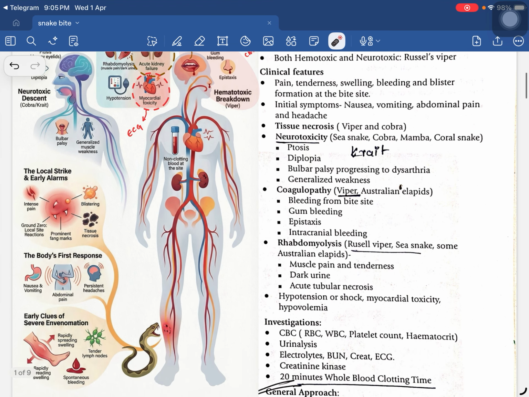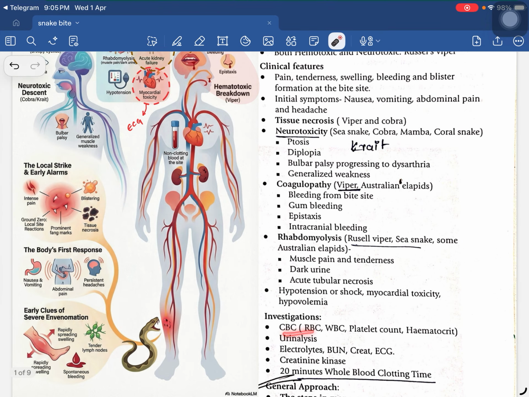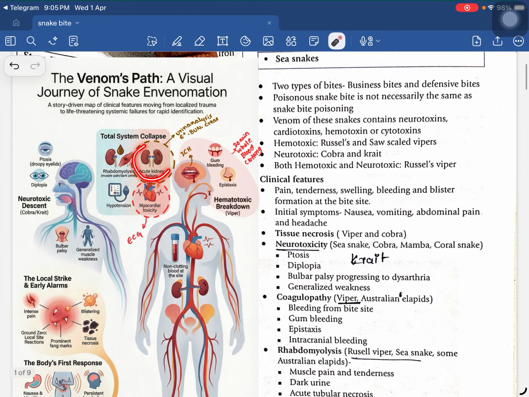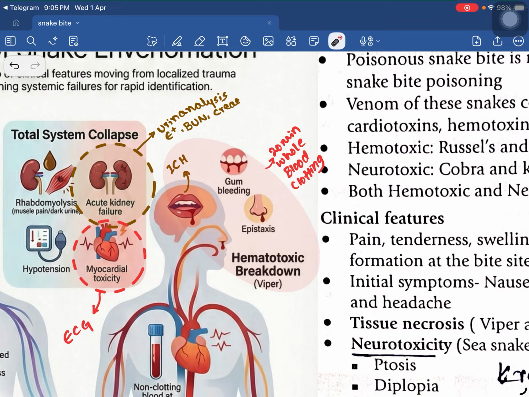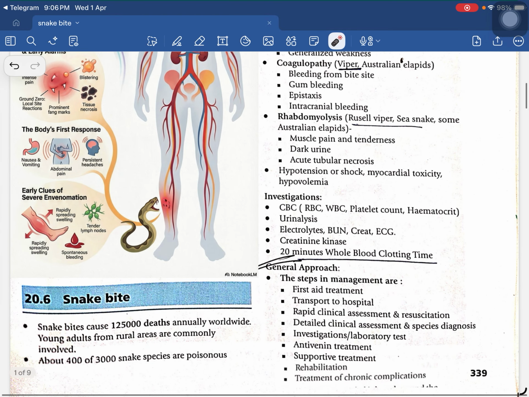Coming to the investigations. We will do CBC, and since there is kidney injury, urine analysis, electrolytes, BUN and creatinine, and creatine kinase we can send for investigation. Since there is myocardial toxicity, ECG can be done. Since there is bleeding manifestation, 20 minute whole blood clotting test we can do as an investigation.